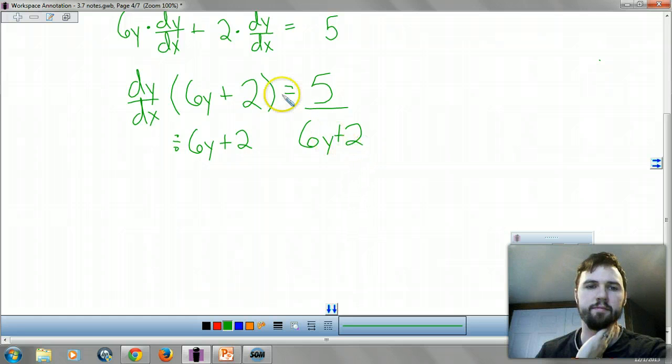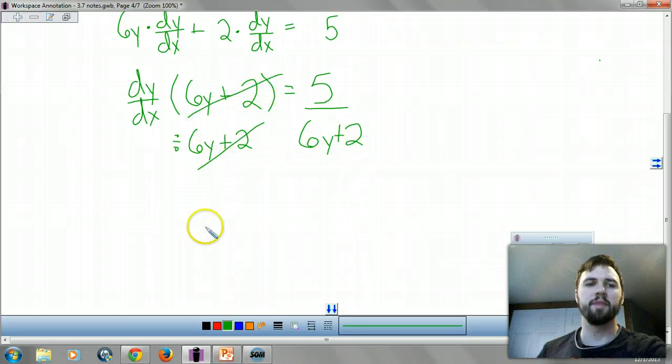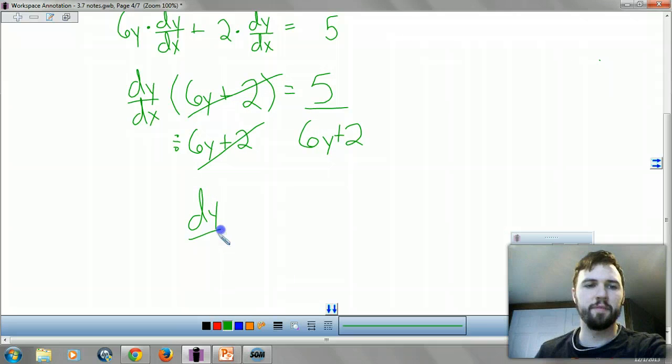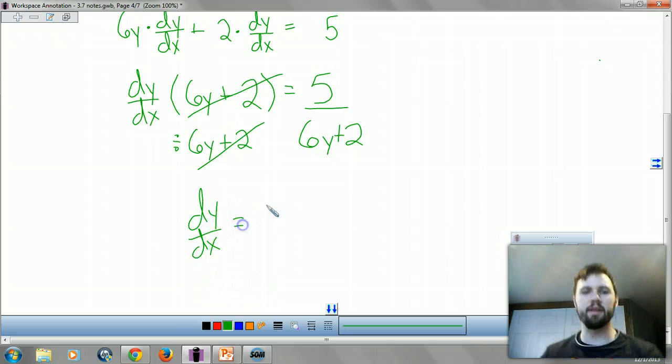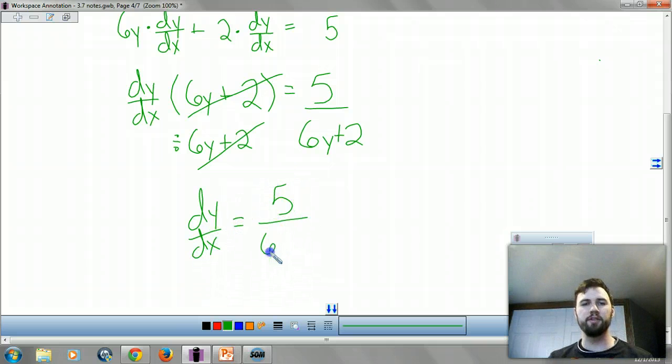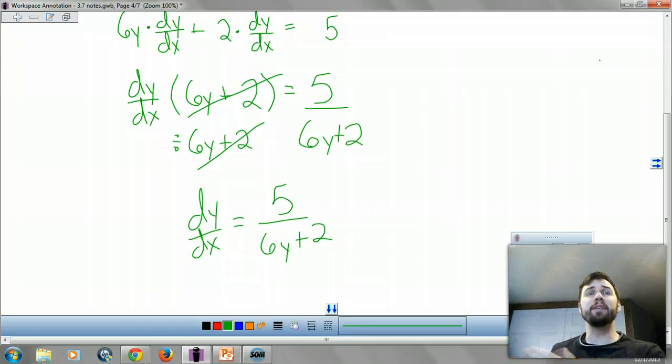Those cancel. So dy over dx equals 5 over 6y plus 2. It's okay to leave y in our equation just because we're going to be given a point with an x and a y to plug into our formula to find the slope or the normal at that given point.